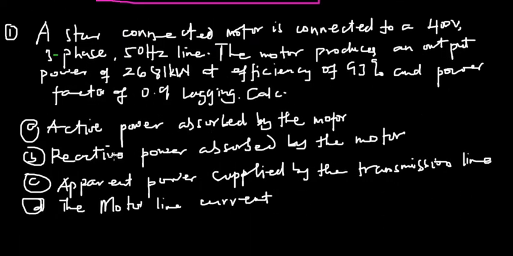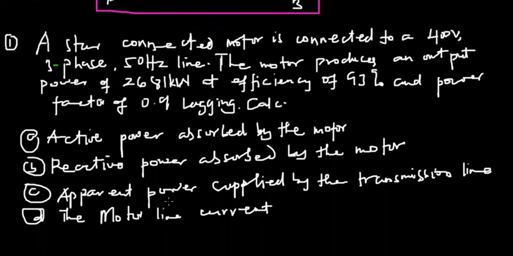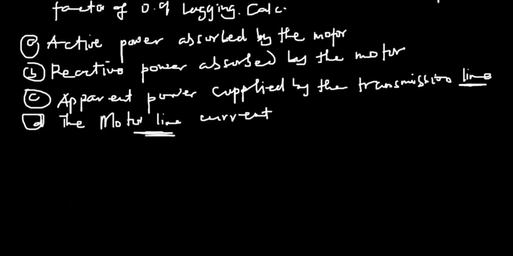Then we have the reactive power absorbed by the motor. The same applies to it. Then the apparent power supplied by the transmission line. Now you'll be using this formula, because you are asked to find the apparent power supplied by the transmission line. Take note of those. Let's try solving that.